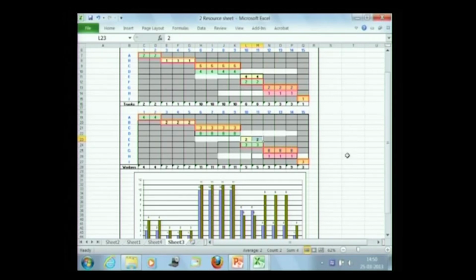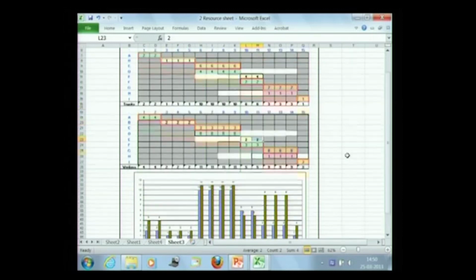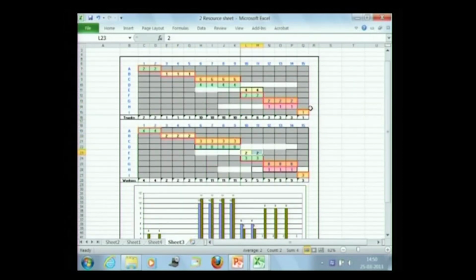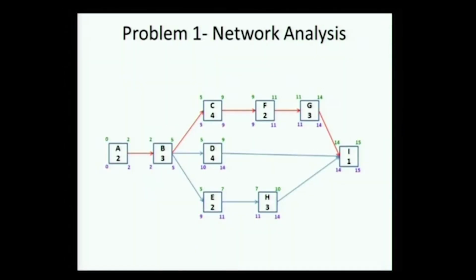So 10, 11, yes. Okay, so the solution here is that I move H all the way to the end, and then move E to the end. Now what has happened to my path now? Yes, E and H have become critical. Okay, in achieving that, E and H have also become critical.